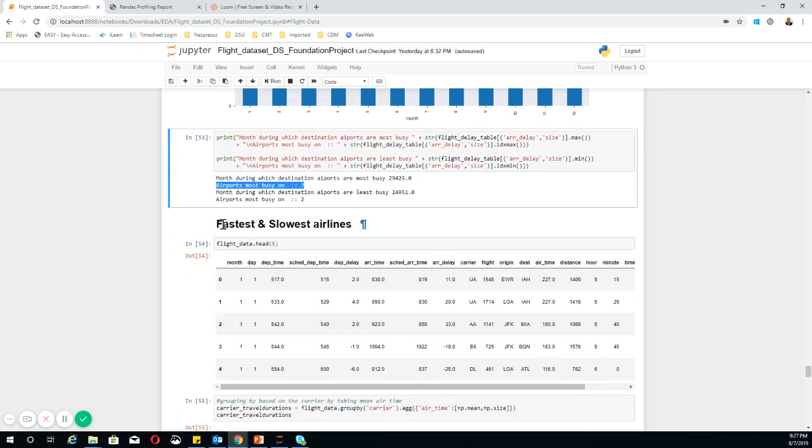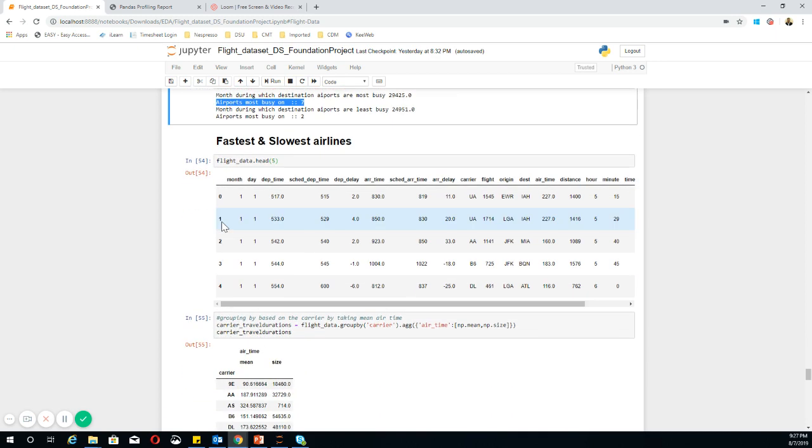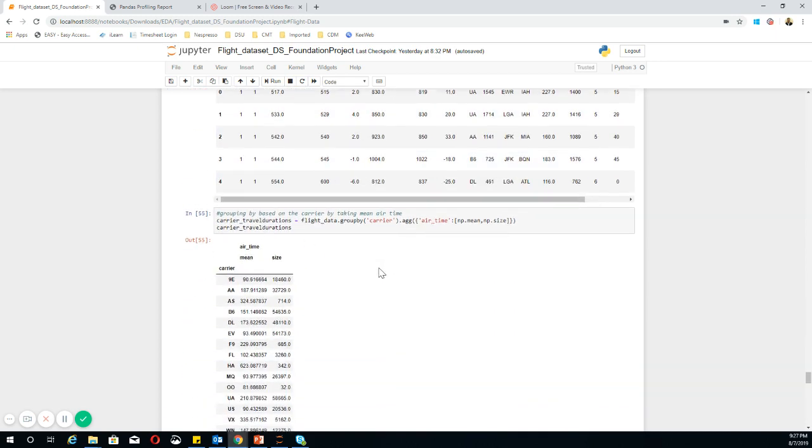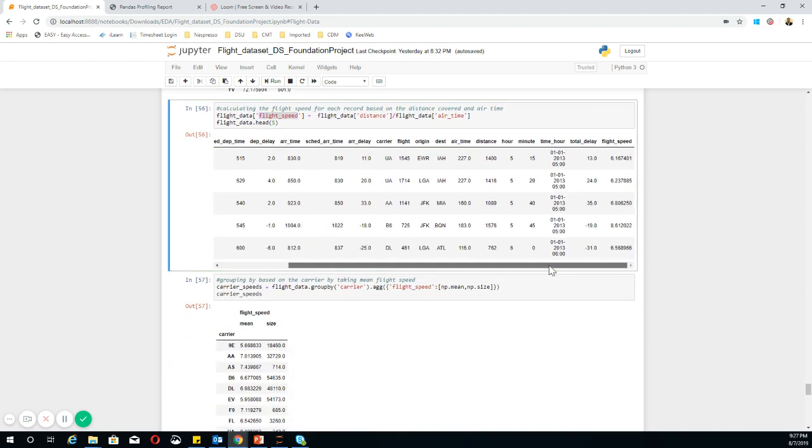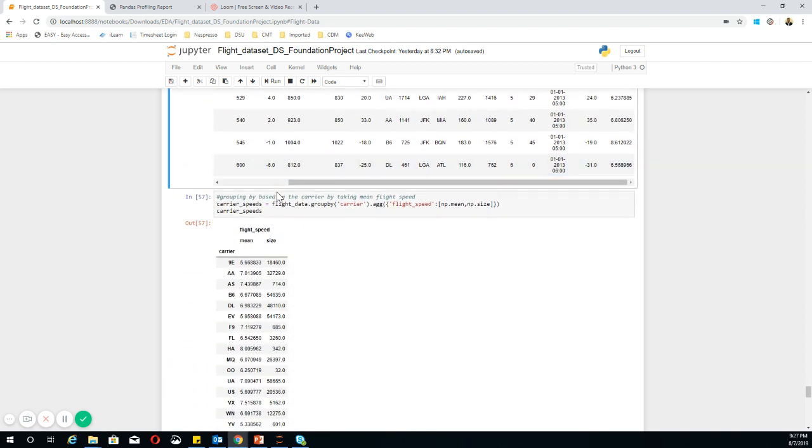So the last topic is the fastest and slowest airlines. For this, we have created a new column that is nothing but the flight speed. We have used a simple formula: flight speed is equal to distance divided by time. Based on that, we created this new column, and we created one more data set where we have grouped by the carrier and aggregated the flight speed.